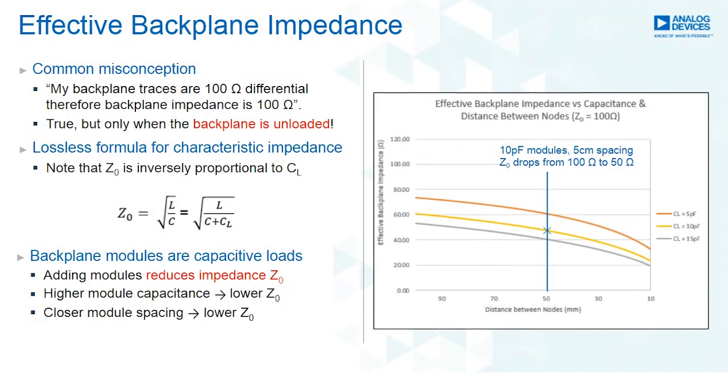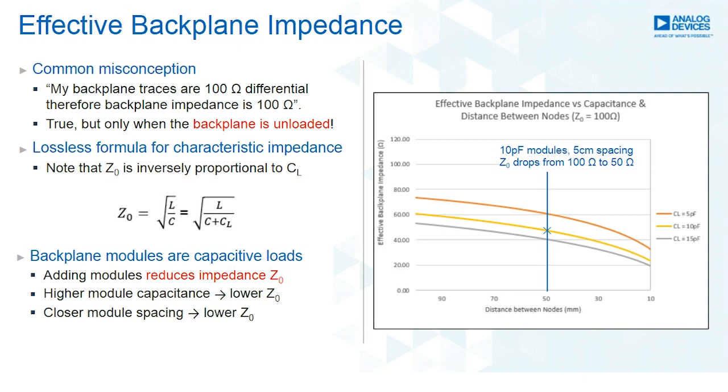And so this phenomenon of decreasing backplane impedance as you add module cards brings me to the main common misconception when designing a backplane. And that is, okay, I have my backplane traces, and I told my layout engineer to lay them out for 100 ohm differential. Therefore, my backplane impedance is 100 ohms. And that is true, but only while the backplane is unloaded.